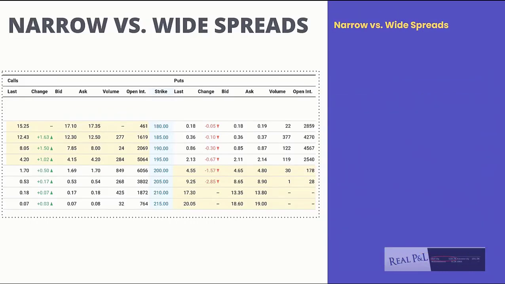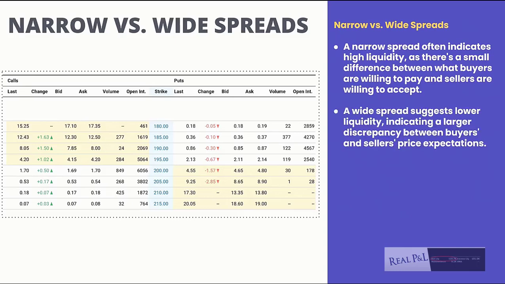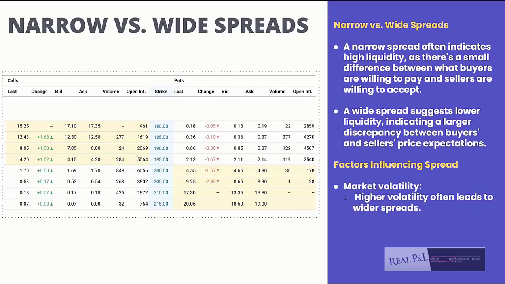Narrow versus wide spreads. A narrow spread often indicates high liquidity, as there is a small difference between what buyers are willing to pay and what sellers are willing to accept. A wide spread suggests lower liquidity, indicating a larger discrepancy between the buyer's and seller's price expectations. Here are factors influencing the spread. Market volatility: higher volatility often leads to wider spreads. Trading volume: higher volumes typically result in narrower spreads.